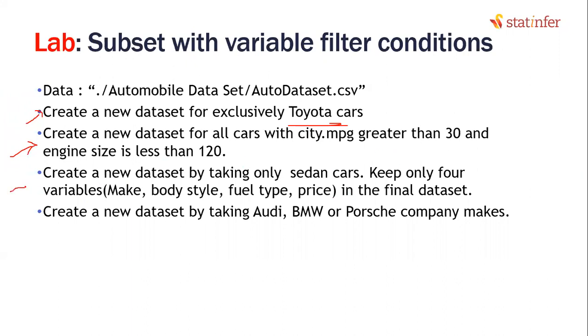Create a new data set by taking only sedan cars. Keep only variables make, body style, fuel type, price. Only keep 4 variables. Don't keep all the variables. So try to understand each and every question. Not all questions you'll be able to answer by looking at the code that we have discussed. Some of this code you may have to research a little bit, especially for the last question. You may have to do a little bit of research outside, but you should be able to get it. The small hint here is you may have to use the in operator when you are working on this problem. So complete this lab exercise before moving on to the next point of discussion.